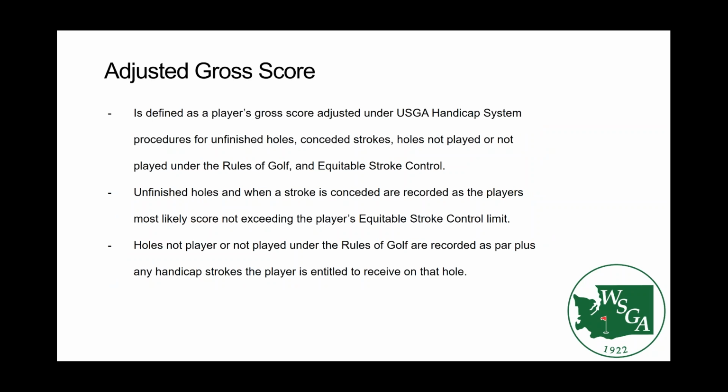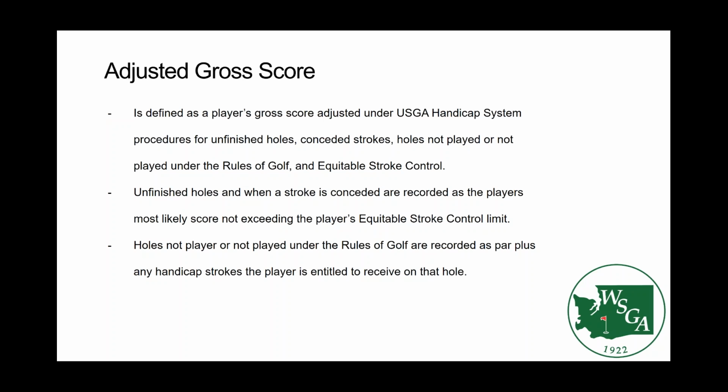So the first thing we want to go over today is adjusted gross score. An adjusted gross score is what you will post to produce your handicap index. So every time you post an adjusted gross score and not just a plain old gross score. What this means is that an adjusted gross score is the score you use taking into account things like unfinished holes, conceded strokes, holes not played under the rules of golf, and equitable stroke control.